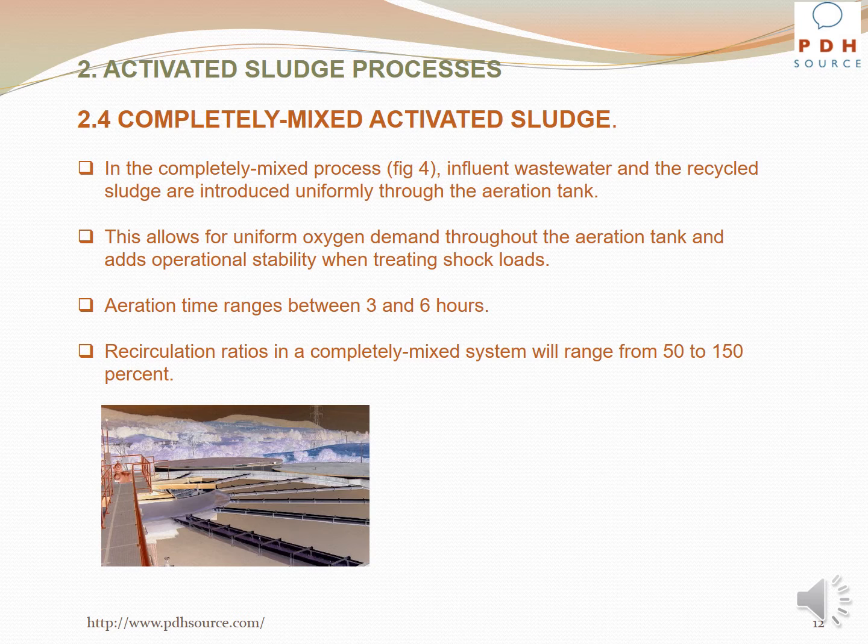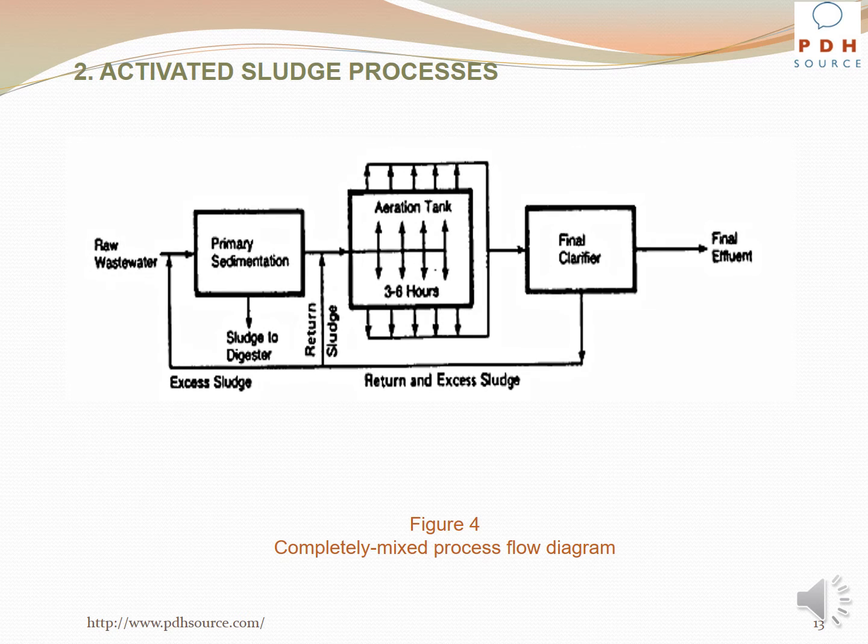For the completely mixed activated sludge process, which is illustrated in figure 4, influent wastewater and the recycled sludge are introduced uniformly through the aeration tank. This allows for uniform oxygen demand throughout the aeration tank and adds operational stability when treating shock loads. Aeration time ranges from 3 to 6 hours. Recirculation ratios in a completely mixed system will range from 50 to 150%. Figure 4 is a schematic diagram of the completely mixed process flow.